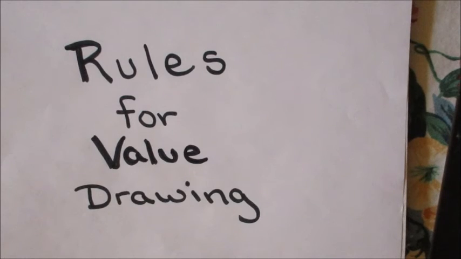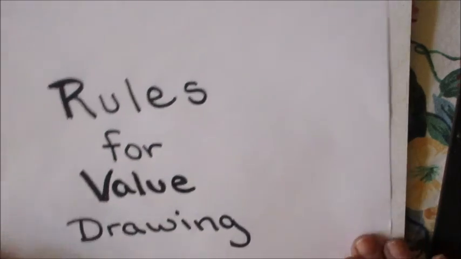This series of videos has been about rules that you can apply to value drawing, using the rules of gradually changing values and flat values to create the illusion of dimension. In addition, we've talked about overlap and how that can impact it. In addition, we have talked about texture and how that can impact it.